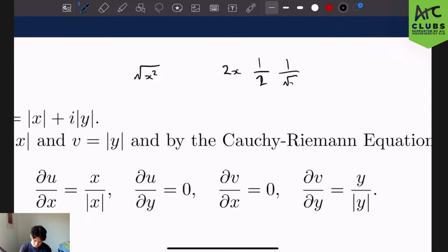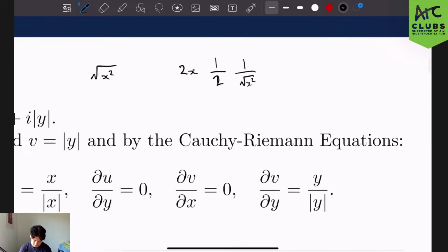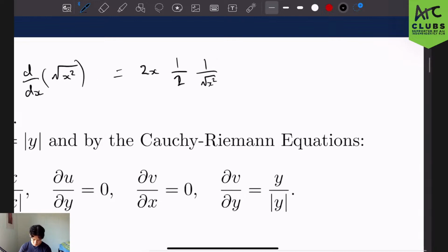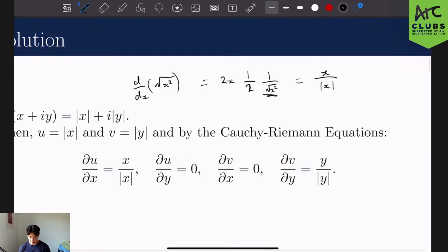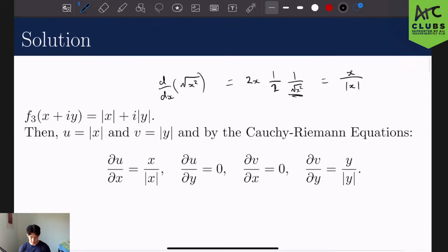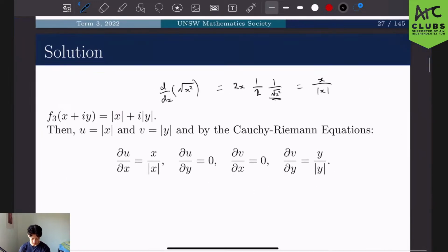So this is going to be equal to x over the modulus of x. Remember not to simplify this again, because it is not x, it is the modulus of x. So that's how you calculate the differential of the modulus.